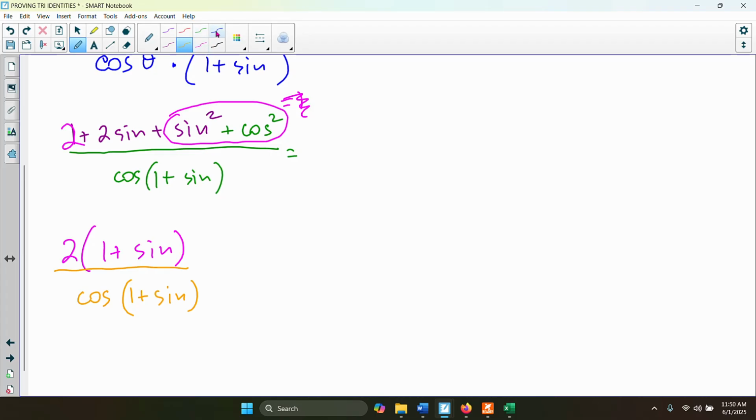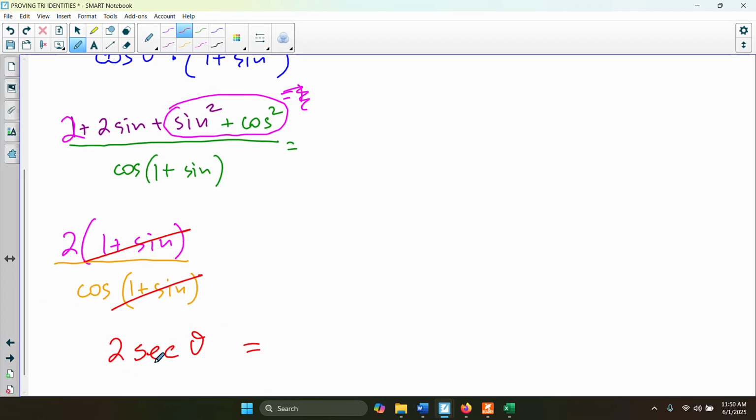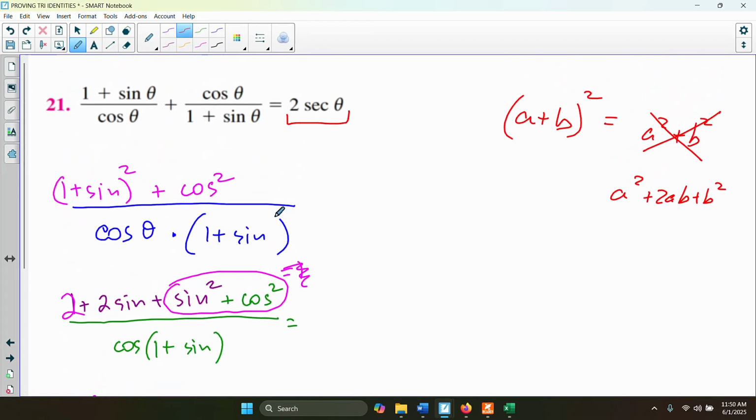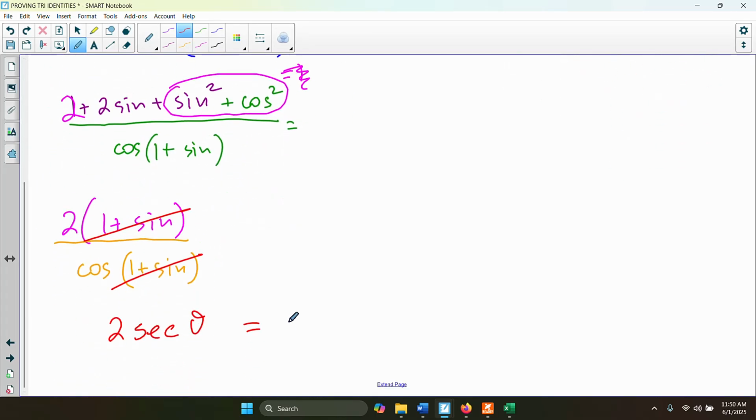Hopefully you're seeing, and hopefully you are, as joyful as I am right now. Look at that. That goes away. And what is 2 divided by cosine? Well, anything divided by cosine, you could rewrite that as 2 secant of theta. And what's the other side? I mean, we've gone as far as we can go. And the other side is that. So 2 secant theta, and we just proved it.